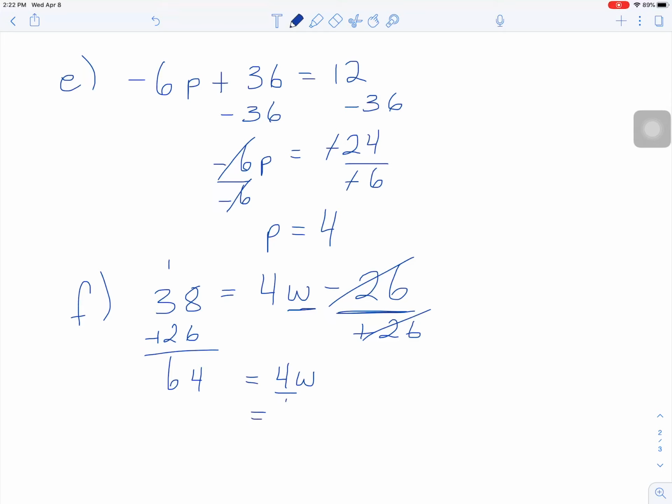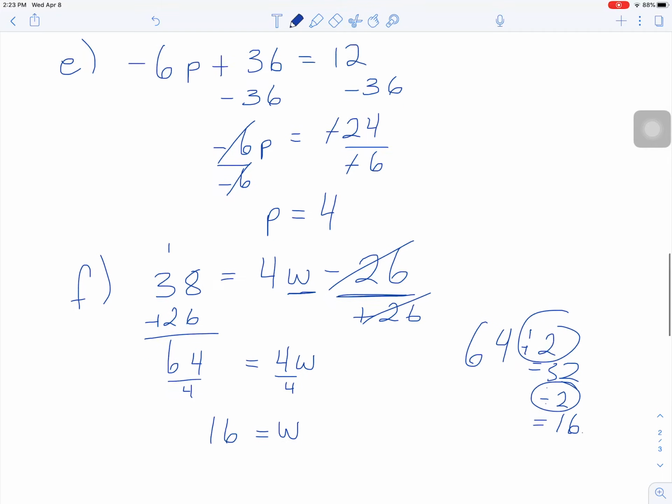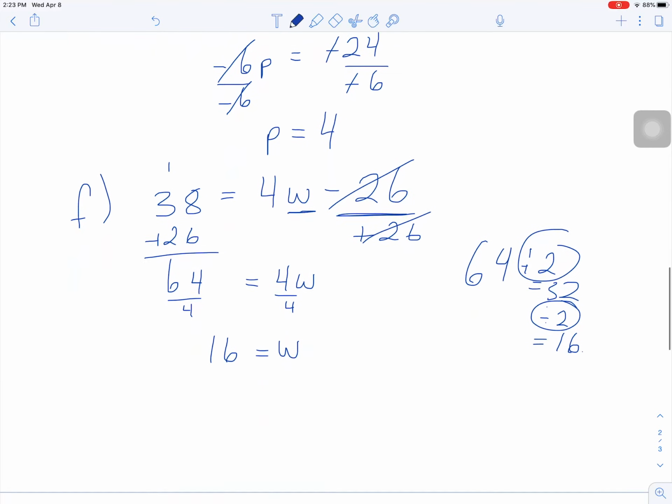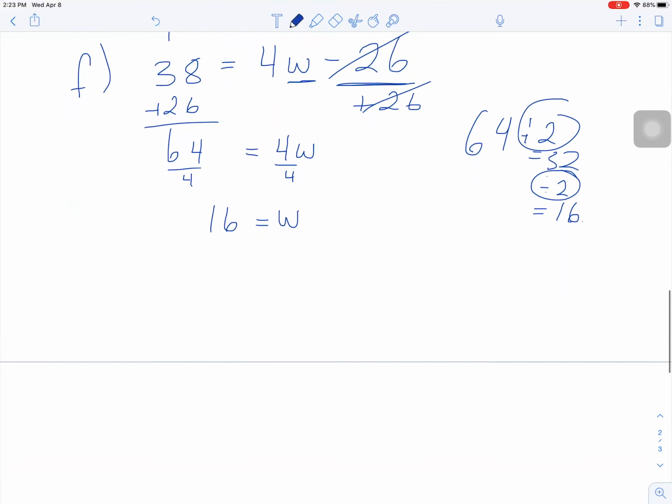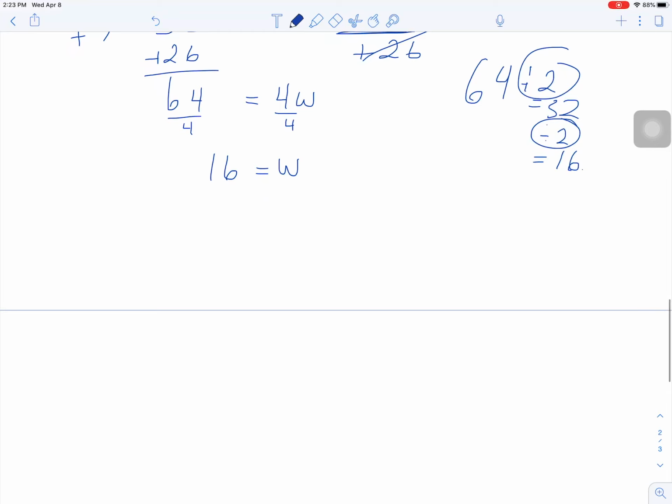Okay, and then we have to divide both sides by 4. And we find out that w equals 16. Just a little side note on how to figure that out. 64 divided by 2 is 32. Divided by 2 is 16. So you can actually use your factoring in order to figure that math out quickly.